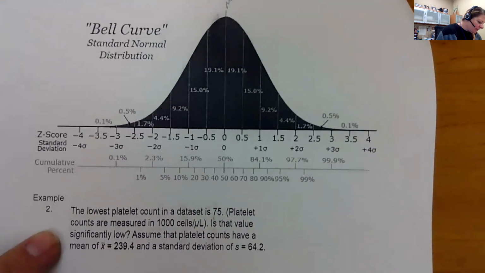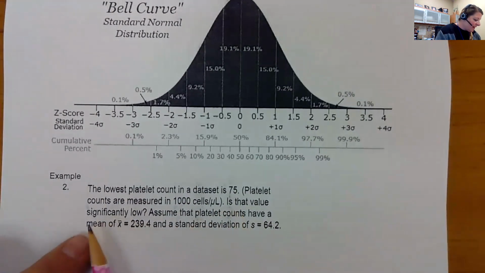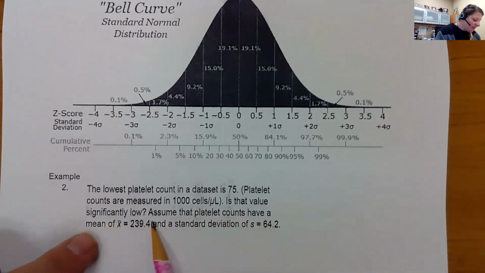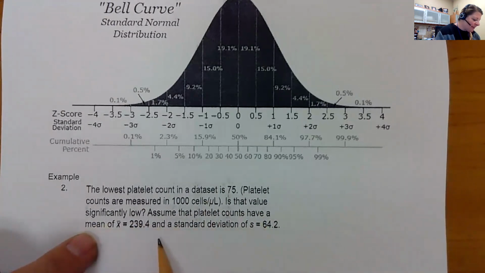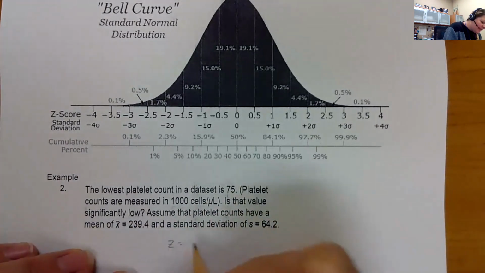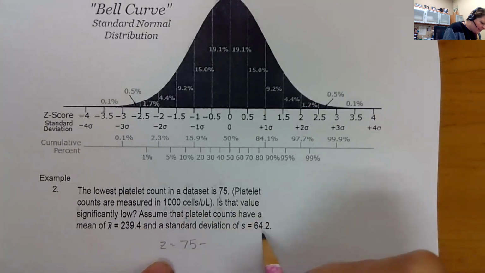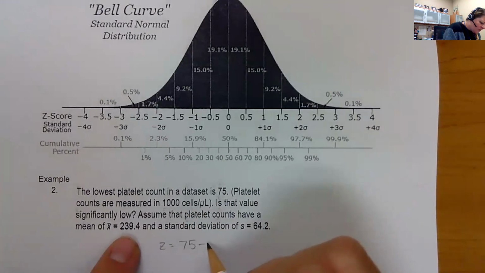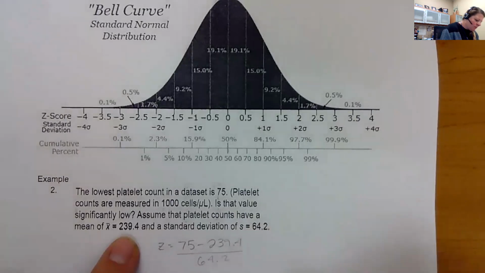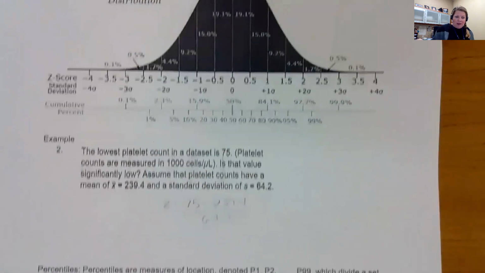So the lowest platelet count in a data set is 75. Counts are measured in 1,000. Is that value significantly low? Assume the platelet counts have a mean of 239.4 and a standard deviation of 64.2. So I have one more Z-score example here. So my Z is going to be 75 minus my mean of 239.4, divided by 64.2 standard deviation.